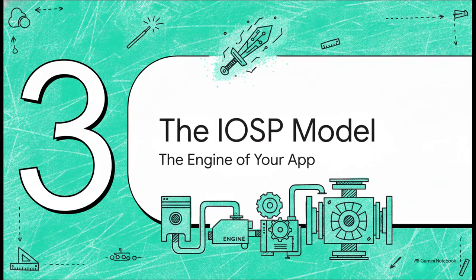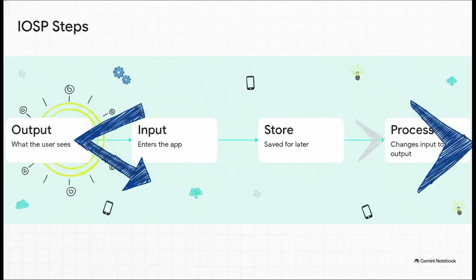All right, now that we know what we're solving, let's talk about how to solve it. This is where we introduce the engine of your app, the IOSP model. This model is essentially your magic weapon. It's the framework that lets you map out the absolute simplest, most useful version of your app. IOSP stands for input, output, store, and process.